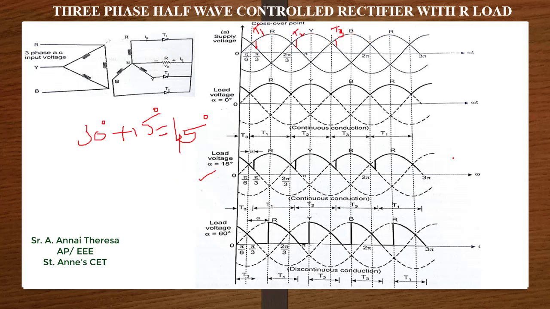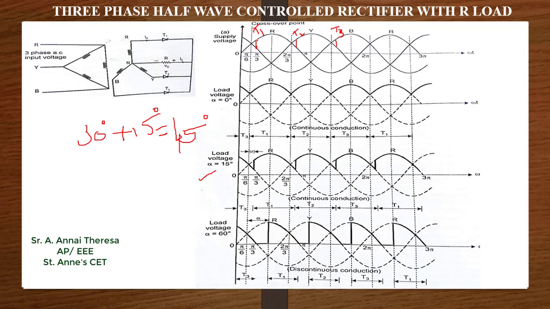Then we can see for alpha equal to 15 degree. Alpha equal to 15 degree means the minimum angle is 30, so 30 plus 15, 45 degree. So we have to trigger the thyristors at 45 degree. This is the input voltage. So what will be the output voltage when we trigger the thyristors? So at this point, the 45 degree.